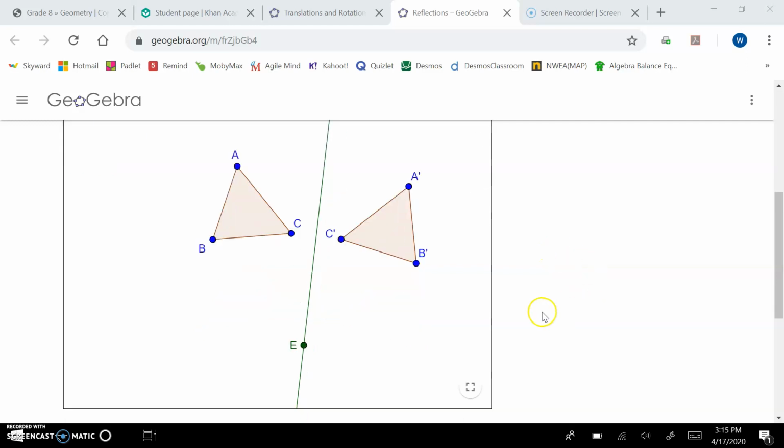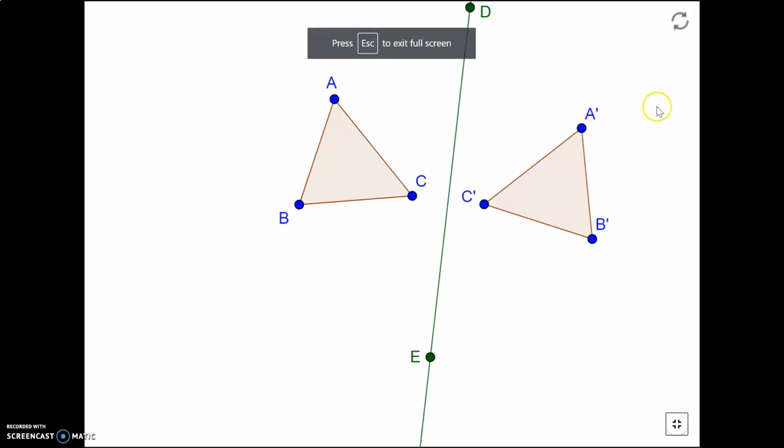Let's start by looking at a reflection. So you've heard the word reflection, like when you look at a mirror, you're seeing a reflection of yourself. Mathematical reflection, really the same idea. You create a mirror image of a shape across a certain line.